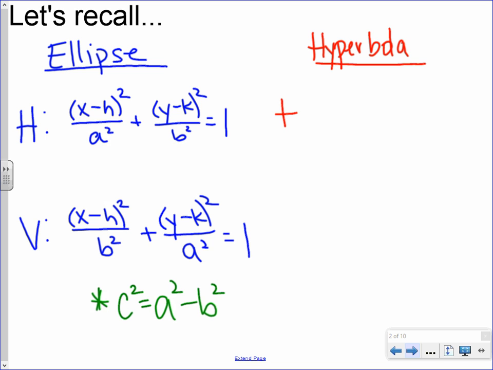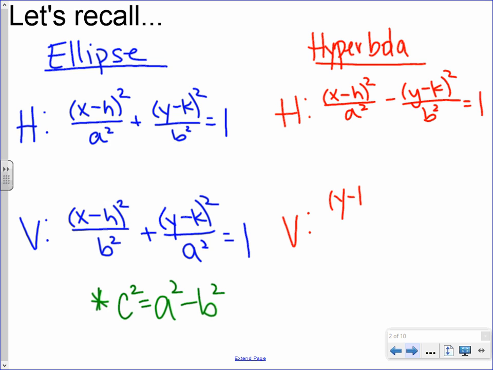How do we determine horizontal versus vertical hyperbola? X squared is positive. Okay, for horizontal, the x minus h squared is the positive one. And for vertical, it switches. Remember, for hyperbolas, it does not matter which denominator is largest. It matters which denominator is attached to the positive squared variable.